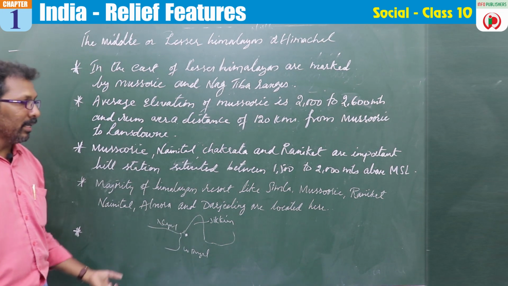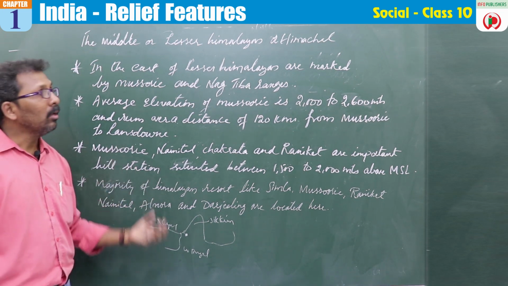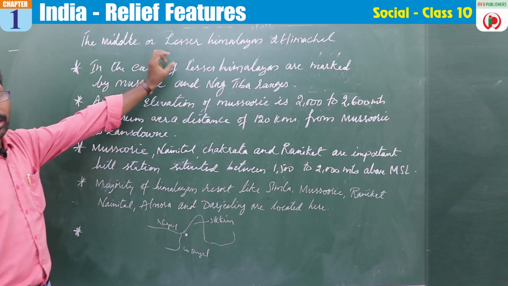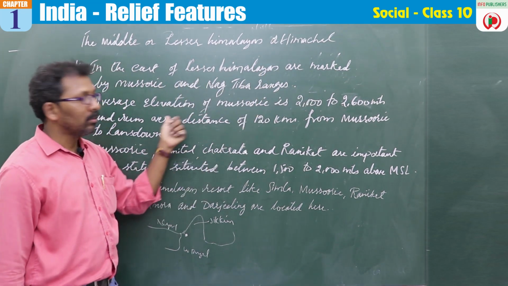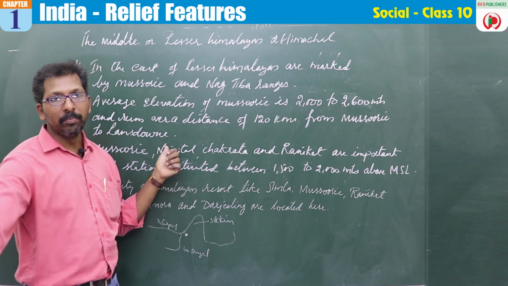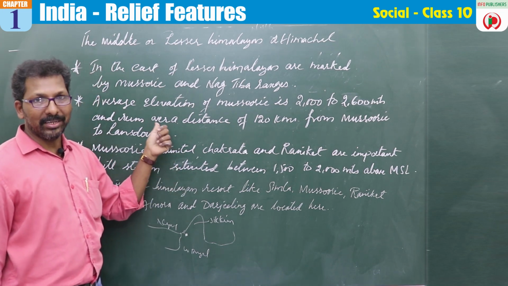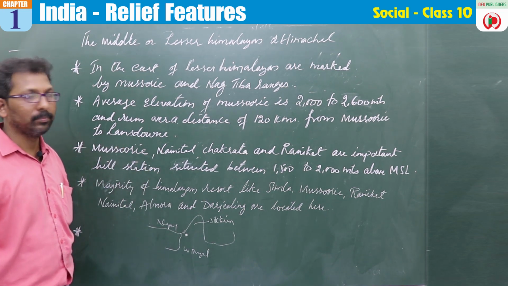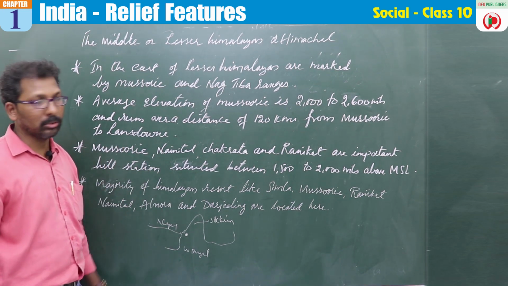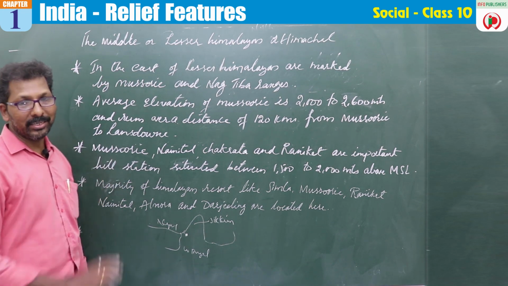So these are some of the hill stations which are located in the Lesser Himalayas or Himachal. Hope you have understood the second parallel ranges of Himalayan ranges. Now next we'll go for the Shivaliks, the third and the last most of the parallel ranges of Himalayas.